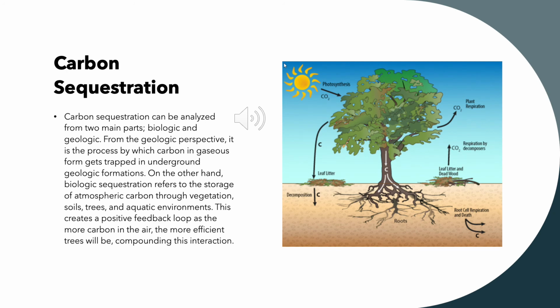Carbon sequestration can be analyzed from two main parts, biologic and geologic. From the geologic perspective, it is the process by which carbon in gaseous form gets trapped in underground geologic formations. On the other hand, biologic sequestration refers to the storage of atmospheric carbon through vegetation, soils, trees, and aquatic environments. This creates a positive feedback loop, as the more carbon in the air, the more efficient trees will be, compounding this interaction.